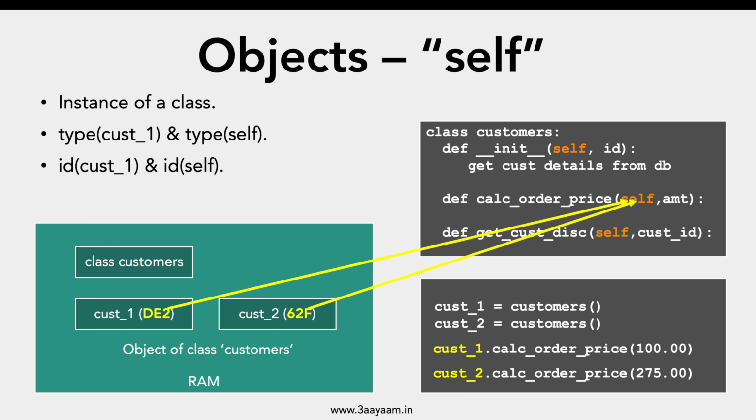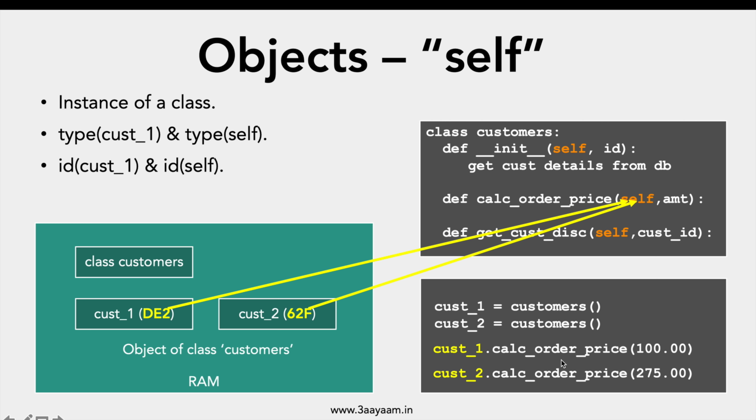I would request, if you have not understood this, please go through the video again and then only proceed. So just to reiterate, we define a class as a template, and we create variables or objects using the class. So cust_1 is an object of customers class. Cust_2 is also an object of customers class, or they can be called variables of customers class.